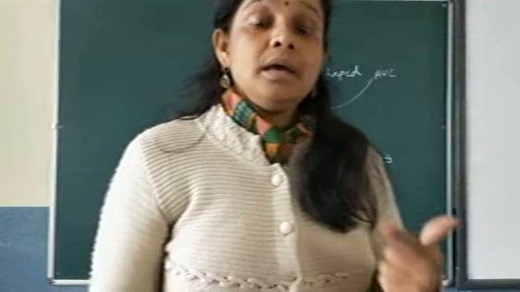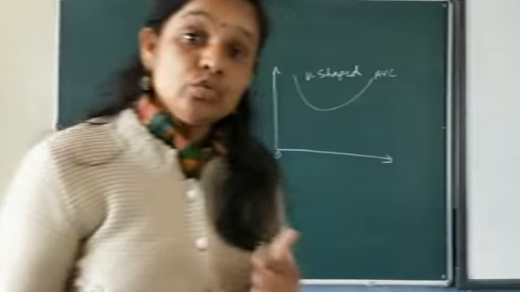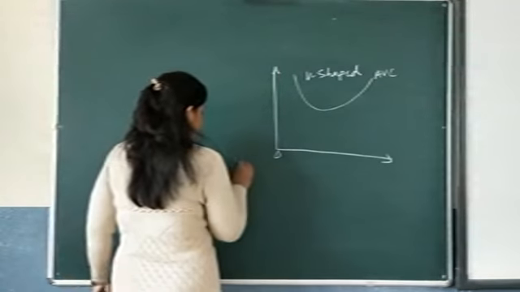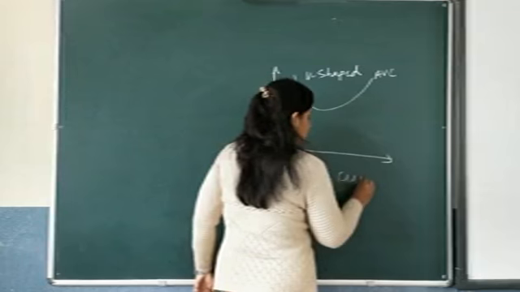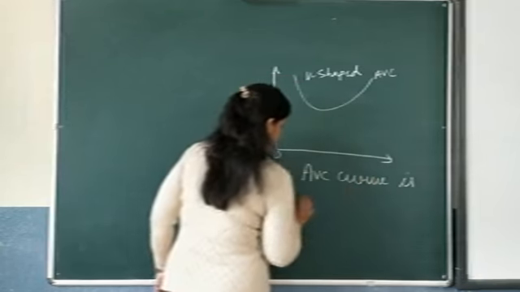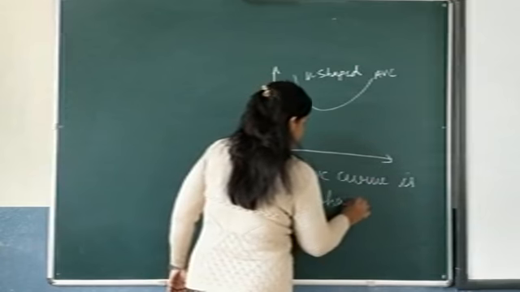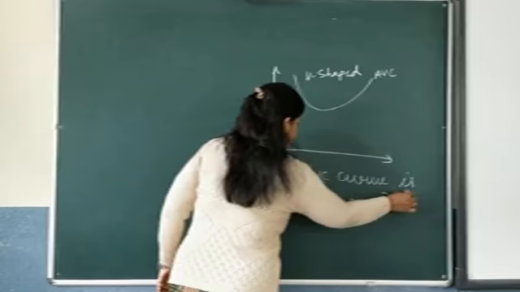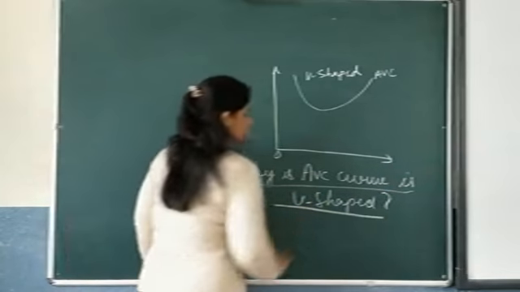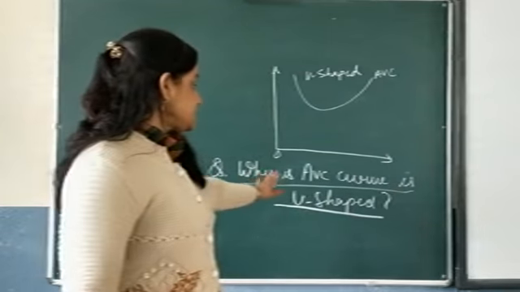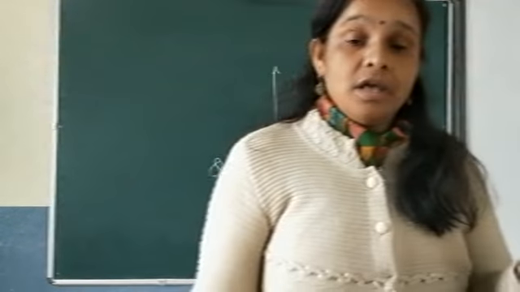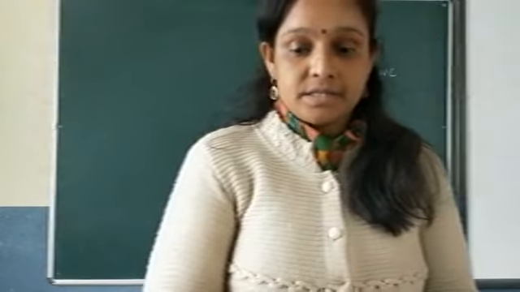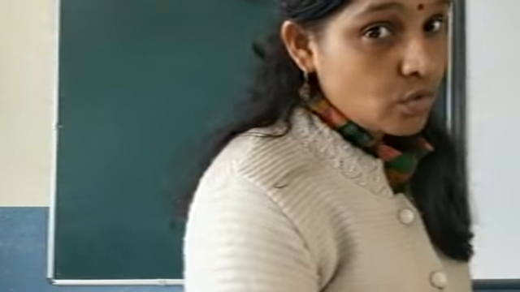So the question under the topic average variable cost, write down: why is the ABC curve U-shaped? This question they ask. Why is the ABC curve U-shaped? This year also this particular question is very important. They may give you this question in 3 marks.